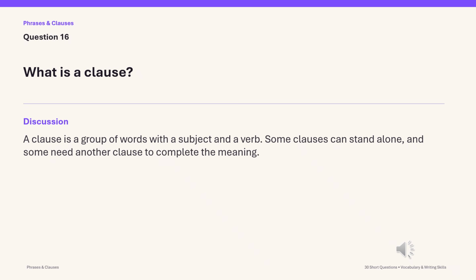Independent gives us a complete meaning. For example, if I say, I completed my work, it gives us a complete meaning. And a dependent clause is one that has a subject and a verb but does not give a complete meaning. You can just say, because I was tired. So it gives us a sense but does not give us a complete meaning.